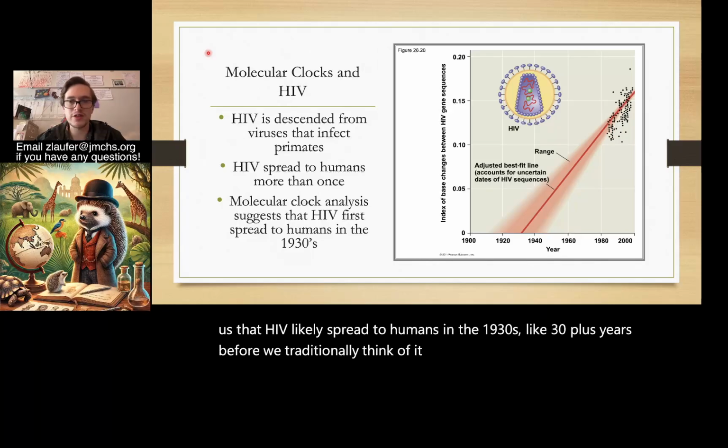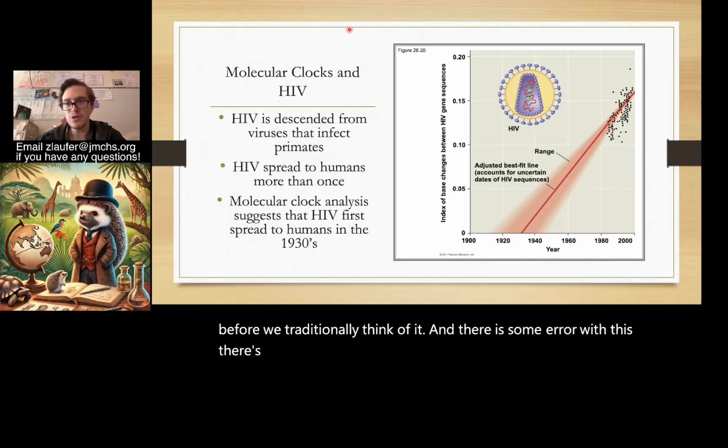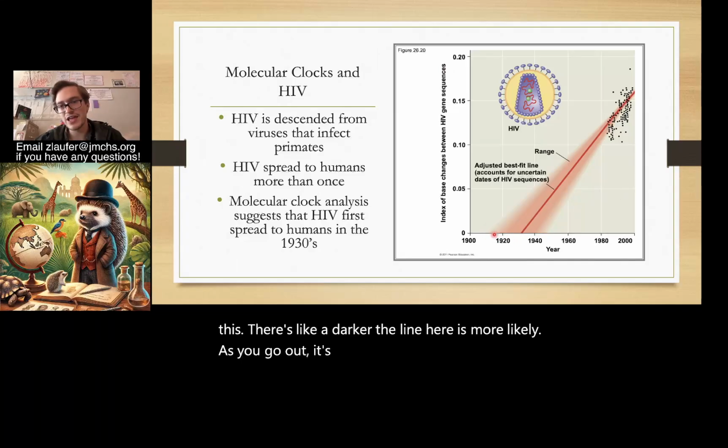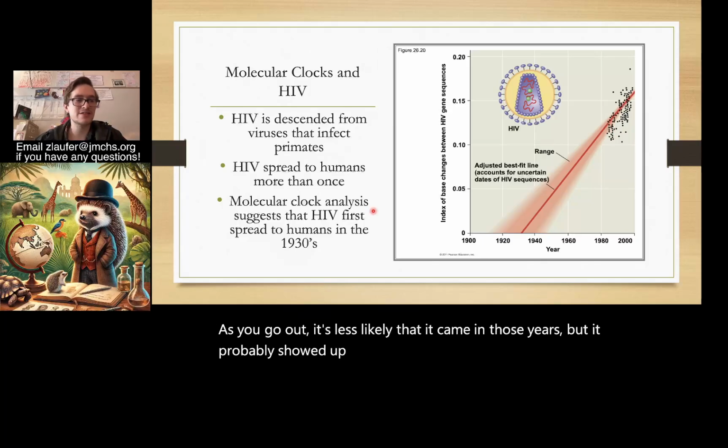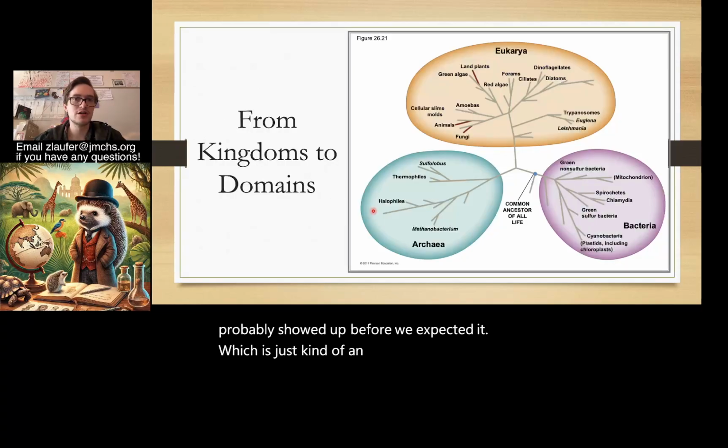And there is some error with this. The darker the line here, the more likely. As you go out, it's less likely that it came in those years, but it probably showed up before we expected it, which is just kind of an interesting fact.